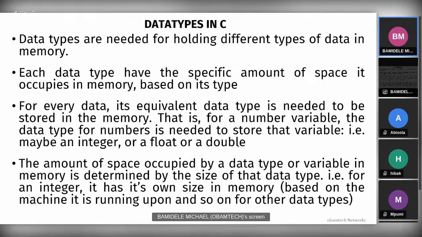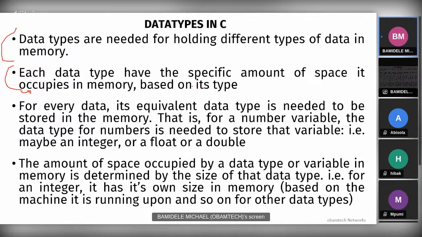So data types are needed for holding different types of value in the computer memory, as we have said over and over again. Each data type has a specific amount of space, and that is the reason why C is very, very strict with data types, because it must know what you are using the data for so that it can do its own calculation. C is a manager. C language is a good manager that knows how to manage things. So you, as a project manager that C language is, you must be specific and explicit with everything that you are doing. So data types have a specific amount of space they store in memory.